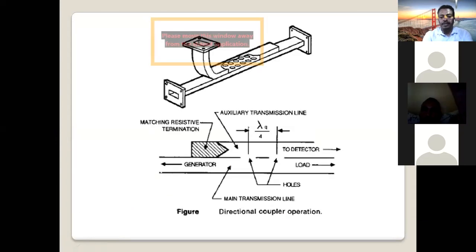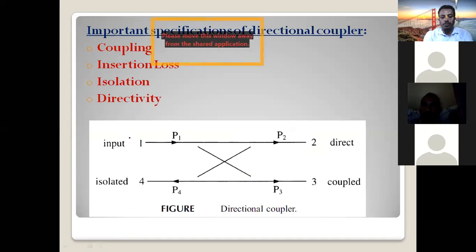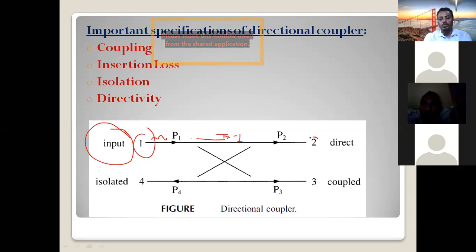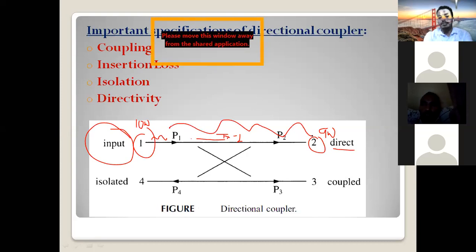As you can see here, this device has 4 ports. The first port is called the input port. So if you apply a signal here, the signal will be transmitted directly through this cable. So this is our first transmission line, from port 1 to port 2. Port 2 is called what? Direct port. So if you apply 10 watt signal here, in the first cable, we get 9 watt output here.